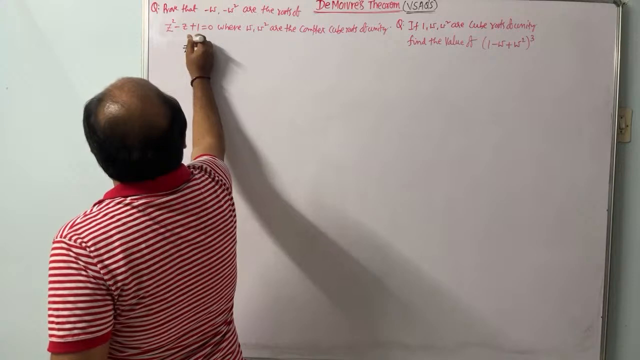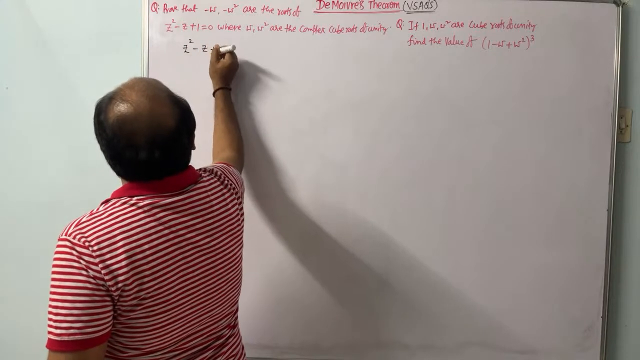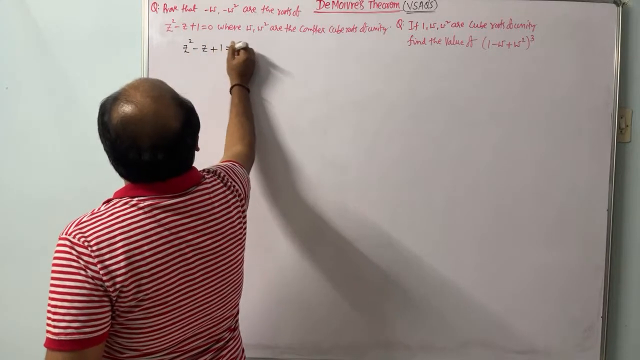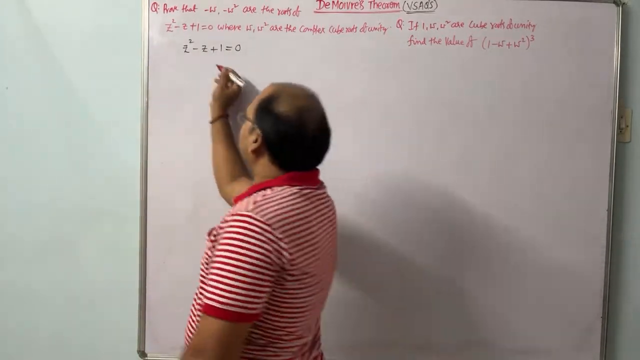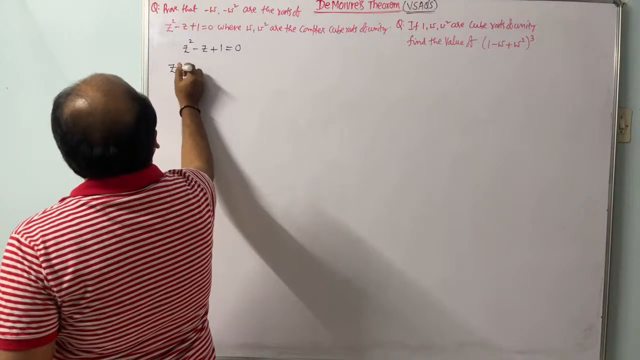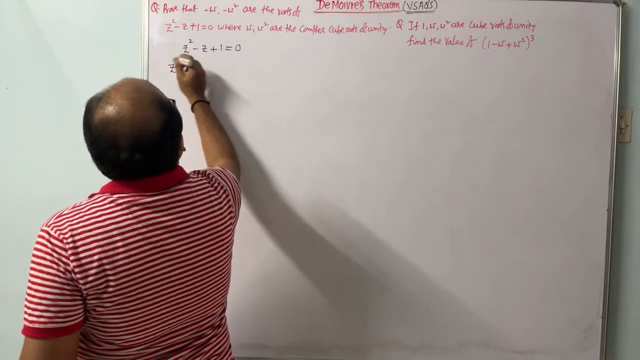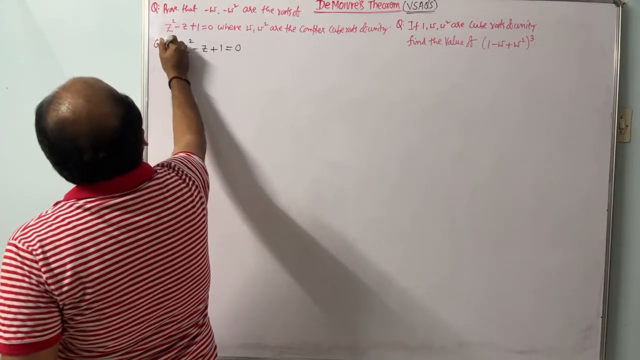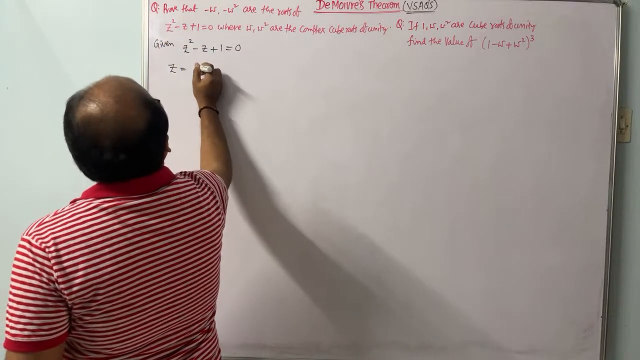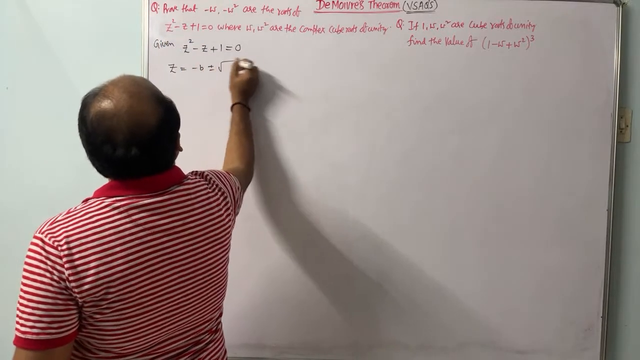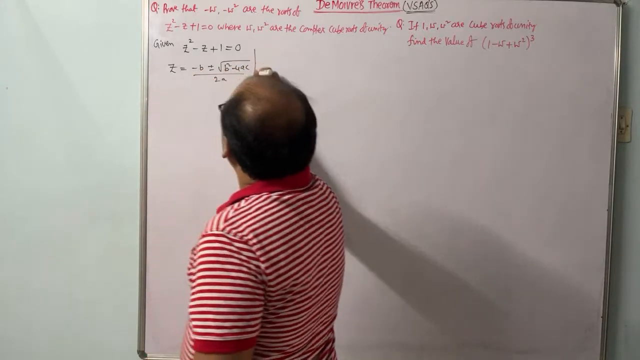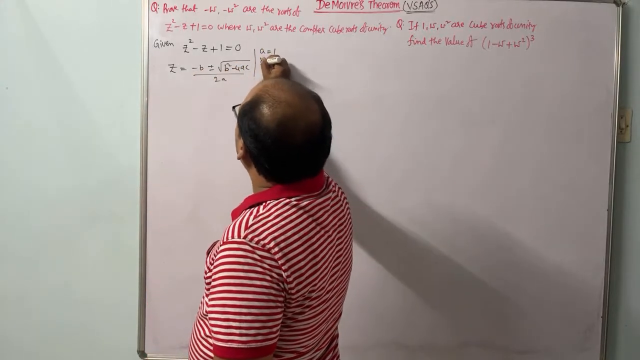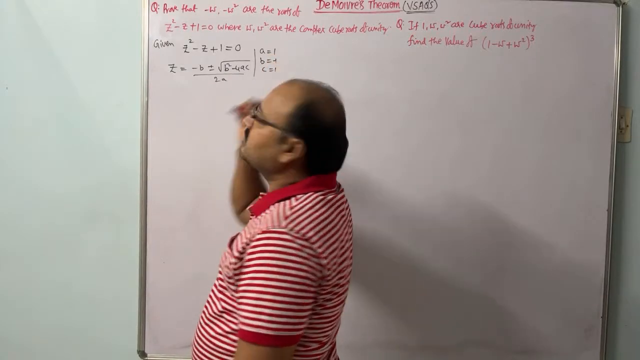First, given quadratic equation z square minus z plus 1 equal to 0. It is looking like quadratic equation ax square plus bx plus c, dear students. So z is equal to minus b plus or minus root over b square minus 4ac by 2a. So what is a, what is b? a is equal to 1, b is equal to minus 1, c is equal to plus 1.